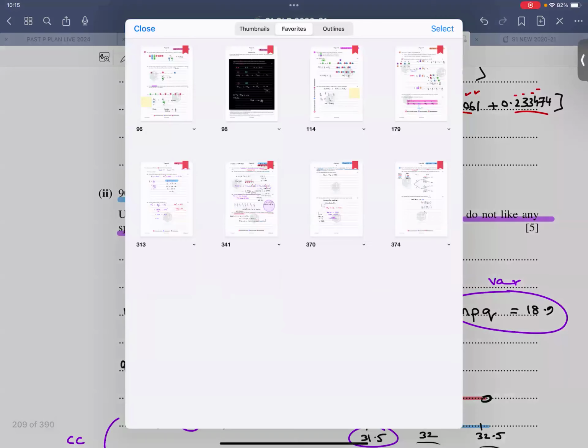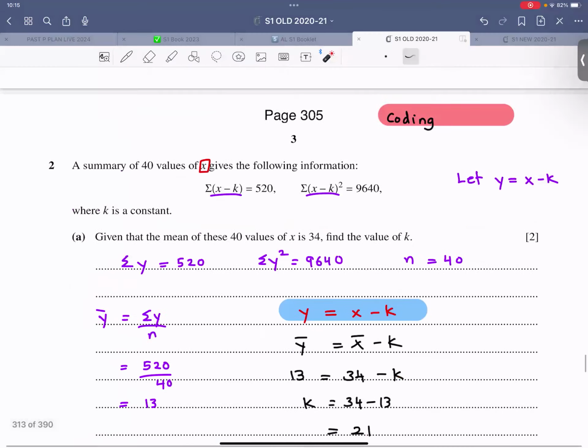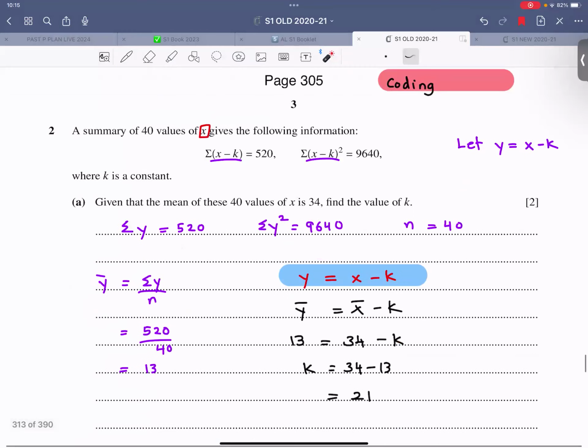So now this thing is done, and let me choose this one. Okay, which one is this? Coding. So coding is important. A summary of 40 values of x gave the following information. Sigma x minus k is 520. Sigma x minus k whole square is 9640. Keep in mind, coding, I think in 2023, maybe there was one question, but very few questions. Mostly it was stem plot and box plot and histogram and CF curve, the boring stuff.